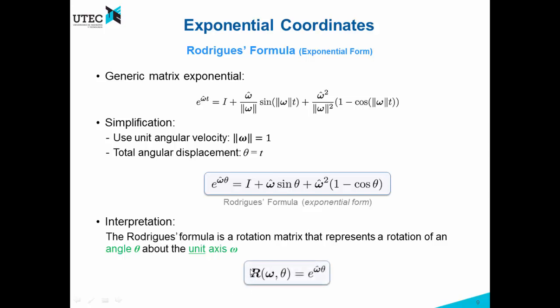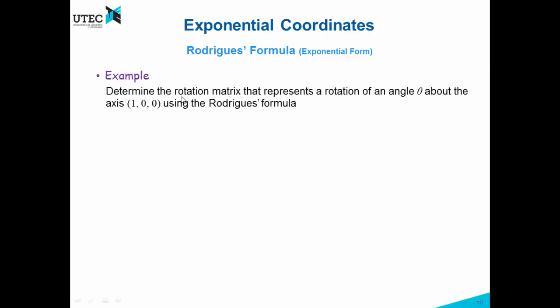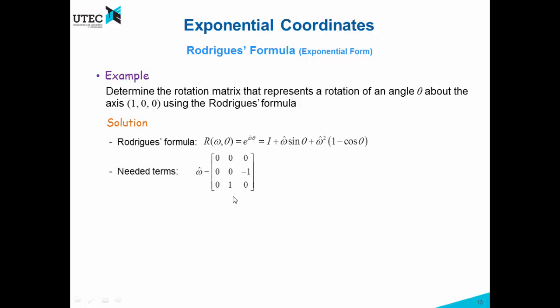So we can represent any rotation about any axis of any angle by this exponential formula. Let's see an example. We want to determine the rotation matrix that represents a rotation of an angle theta about the axis 1, 0, 0 using the Rodrigues formula. The solution is this one. We have the Rodrigues formula and we have the terms that we need, and we just replace.